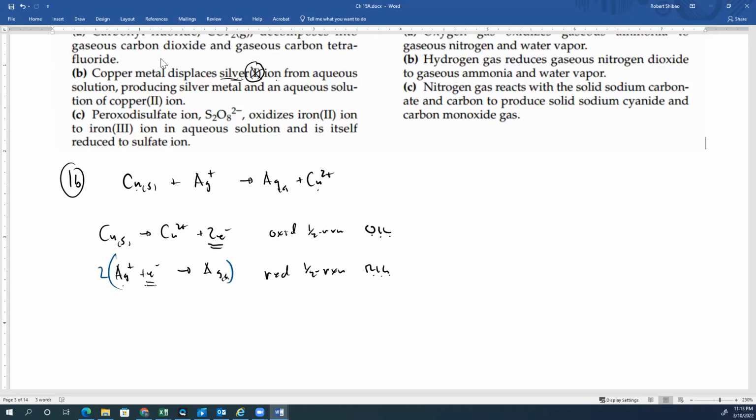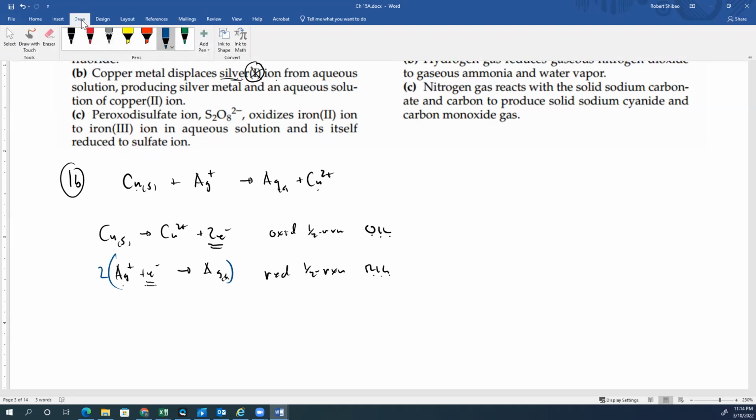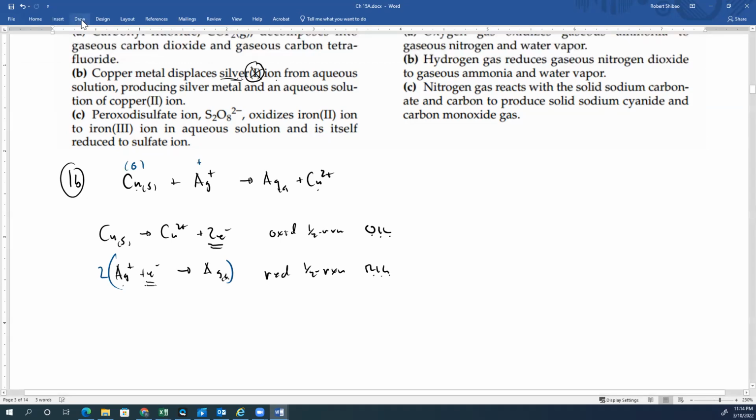The other way we could tell that this isn't working out is by oxidation states. Actually, there are 3 ways: the half reactions, the total charge, or the oxidation states. Looking at the oxidation states, this is 0, this is +1, this is 0, this is +2. To get from copper 0 to copper 2+, we lose 2 electrons. However, to get from silver ion to silver, we gain 1 electron. So we see this can't work, and we have to double the silver.